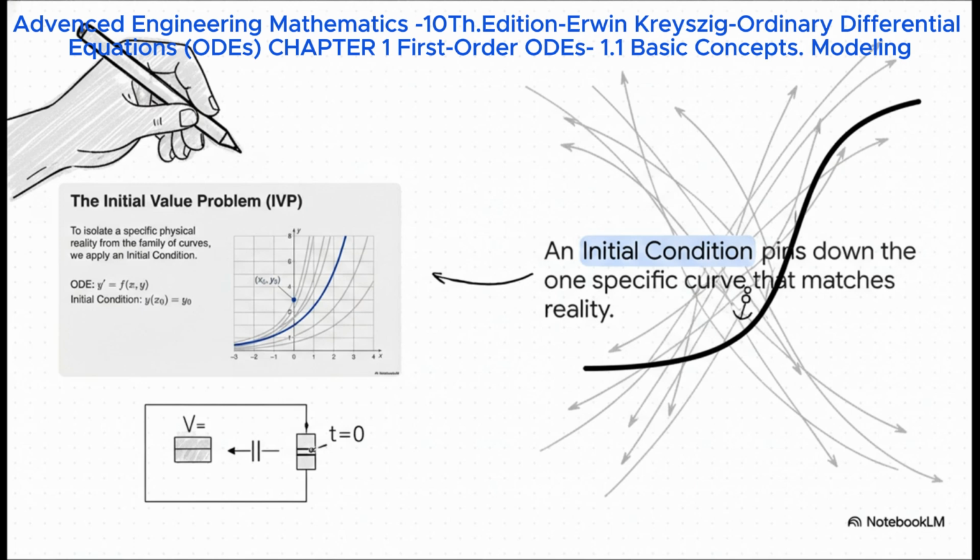Well, we need more information. We need a starting point, an anchor. And that is exactly what an initial condition is. It's a known value at a known point in time. For example, maybe you know the voltage on a capacitor the moment you flip the switch. As soon as you have that piece of information, you now have what's called an initial value problem, and you can nail down the one single unique solution you're after.